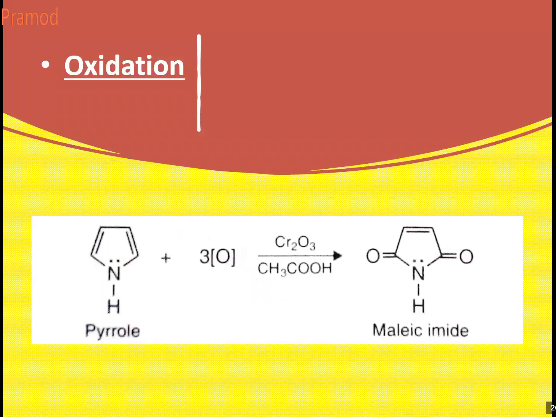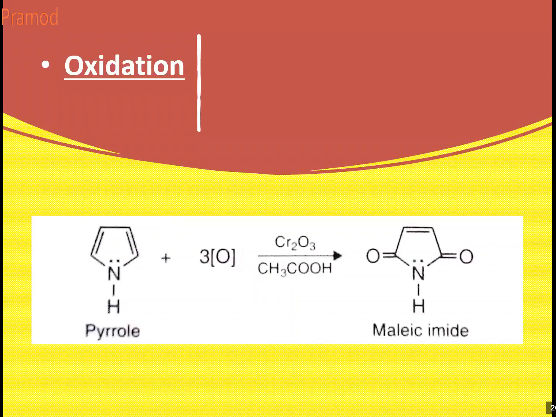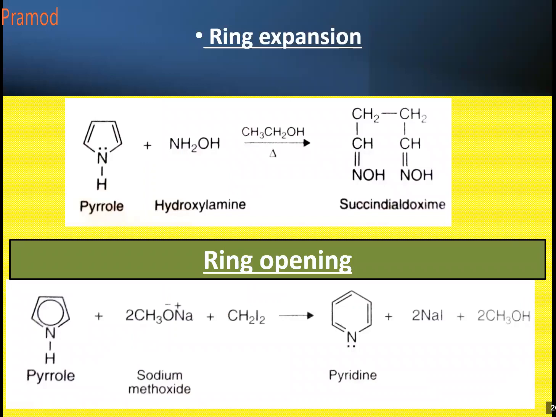It undergoes oxidation in the presence of potassium dichromate and acetic acid to give you maleimide. Okay, so this is the oxidation product of pyrrole.